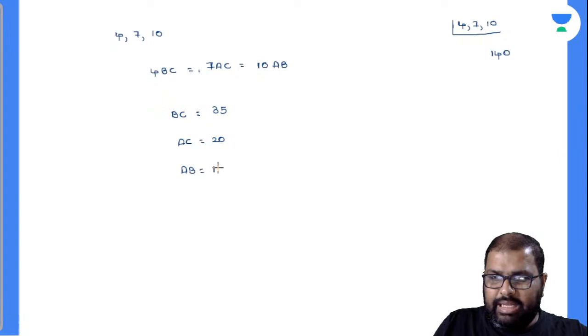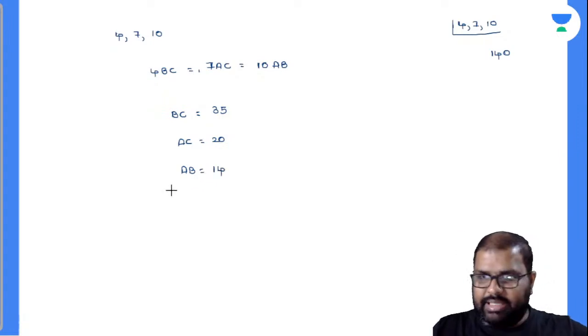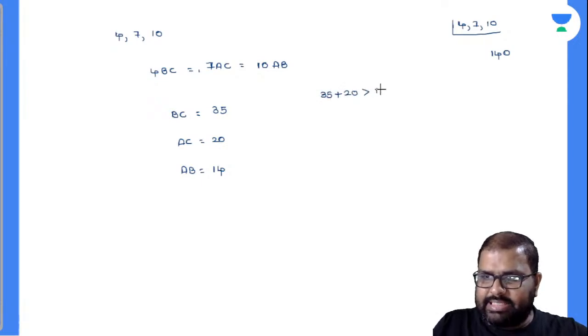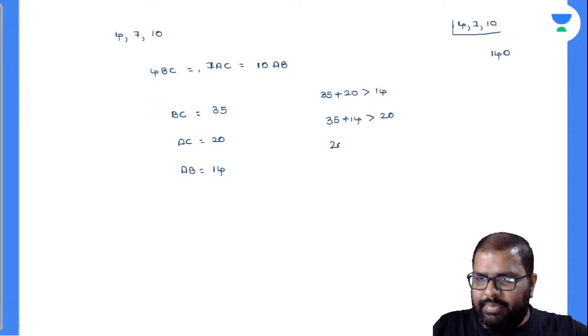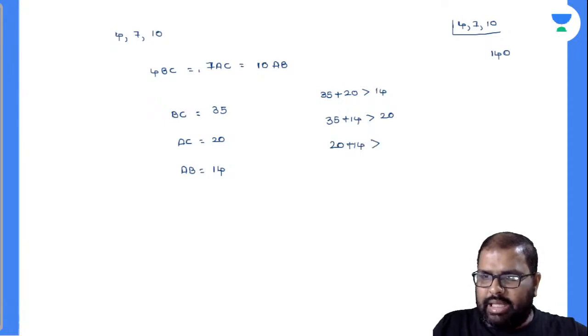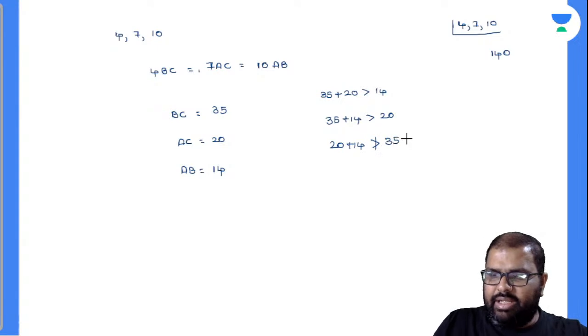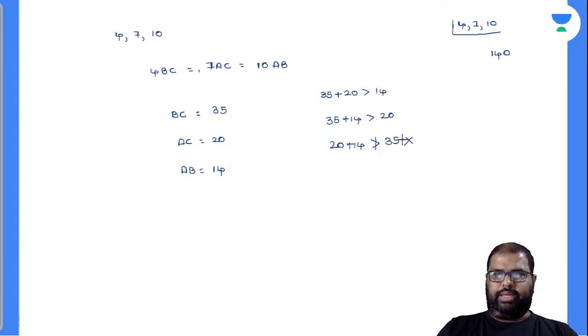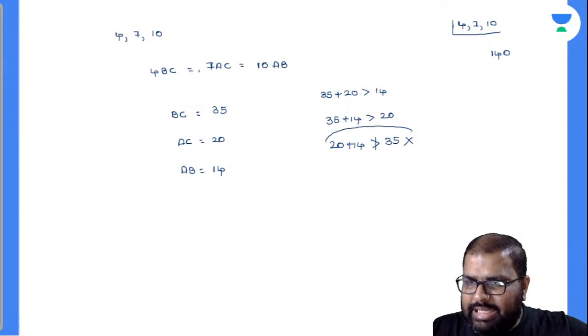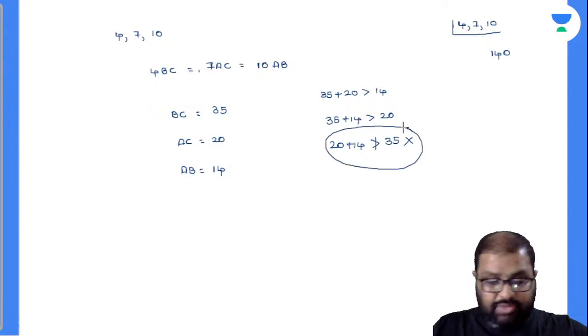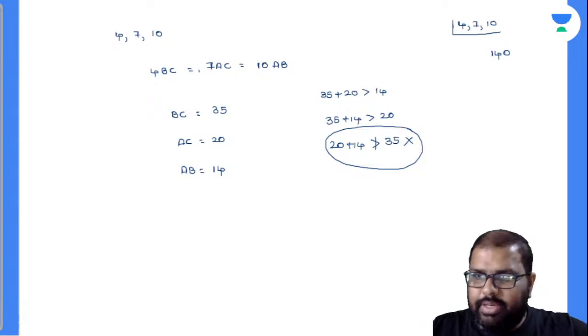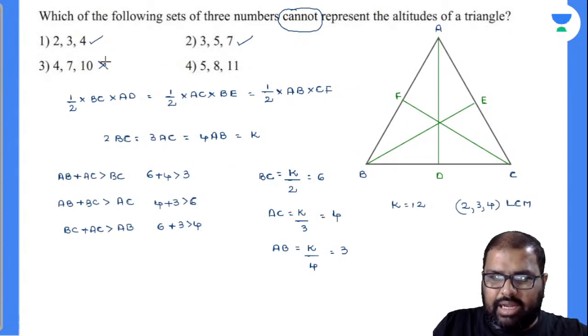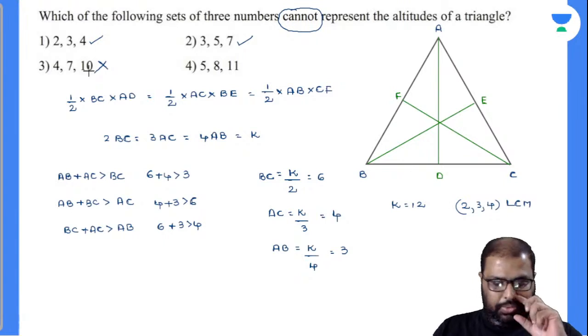So will it be exactly the sides of a triangle? Let's see. 35 plus 20 is greater than 14. Yes, accepted. 35 plus 14 is more than 20. Yes, accepted. 20 plus 14 is not greater than 35. There we are getting it wrong. I hope you are getting my point. So these are not the lengths of the line segments of a triangle. So automatically these will not be the altitudes of the given triangle. So this is the way to solve the question.